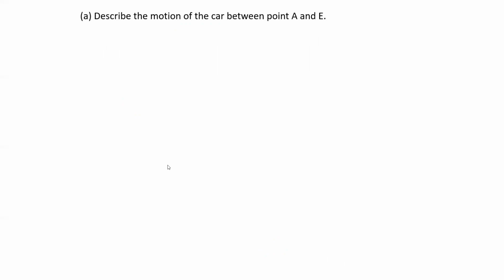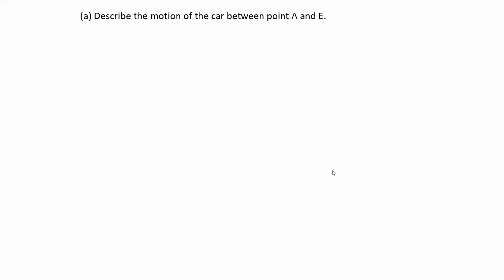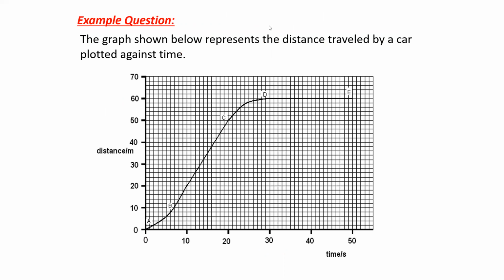The next part: calculate the speed of the car between B and C. So we need a speed from B to C. How can we work out the speed from position B to position C? This is point B and this is point C.